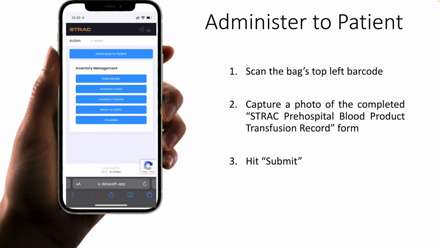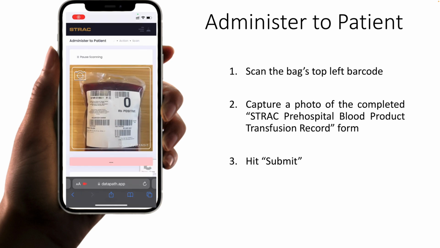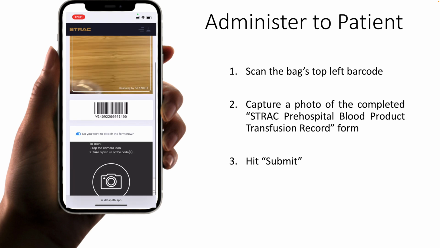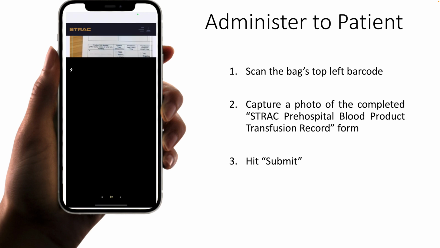After a unit of whole blood has been administered to a patient, you will need to log into the Whole Blood application and select Administer to Patient. Once inside the portal, you can scan the bag's top left barcode, capture a photo of the completed STRAC pre-hospital blood product transfusion record form, and hit Submit.